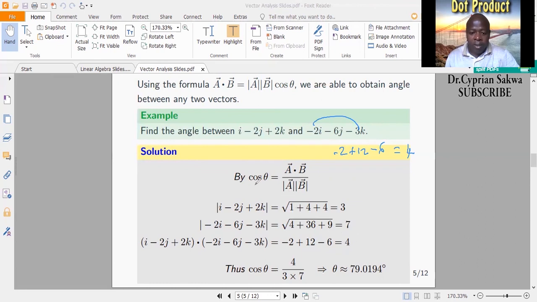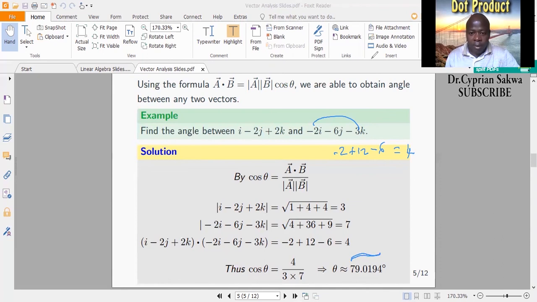So what about cos theta? Cos theta will be 4 over the product of the magnitudes. And finding theta, you find cos inverse of this, which gives you approximately this angle. So that is the angle between these two vectors.